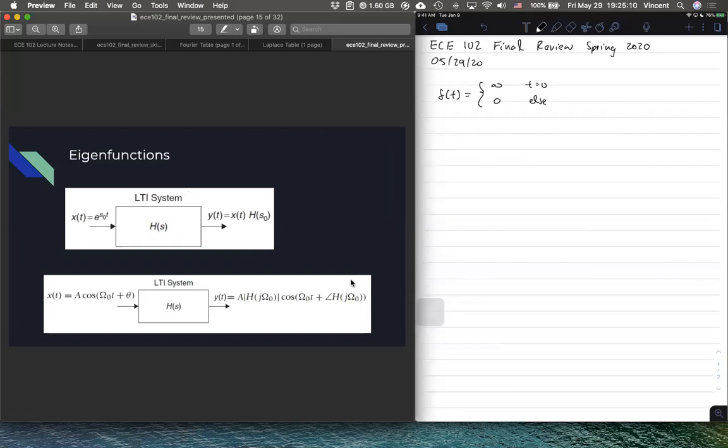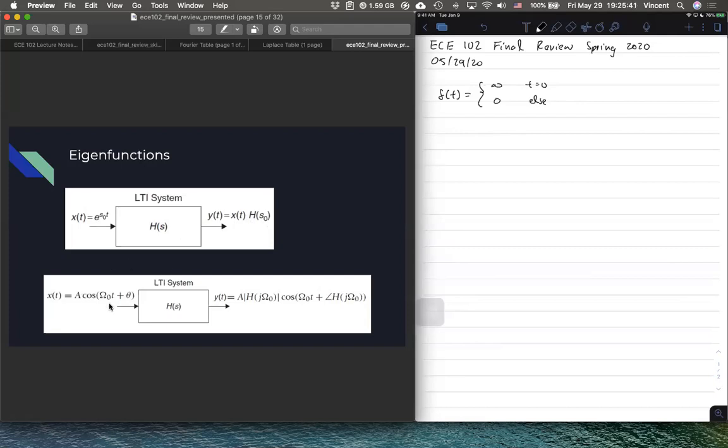Another important thing is the eigenfunctions. This makes it easier to compute the output for certain classes of inputs. One such class of input is the exponential. If you have a complex exponential, e to the s naught t, then you'll find that the output is simply the product of that exponential input times the transfer function evaluated at s naught.